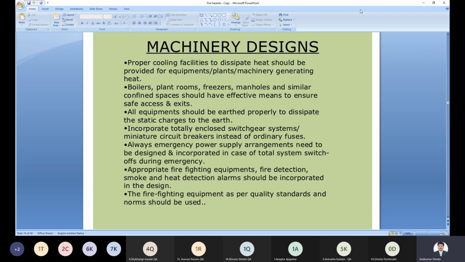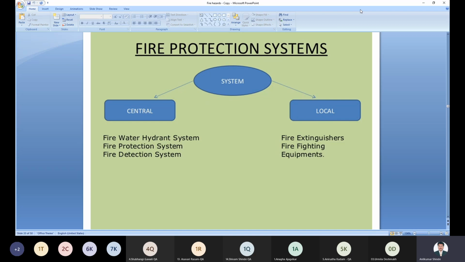The firefighting equipment should be as per quality standards and norms, and can be used in every department as well as centrally. There are two fire protection systems, centralized and local. A centralized system is a totally central system from which we can provide protection to each department: fire water hydrant systems, fire protection systems and fire detection systems. In local systems, we can use fire extinguishers and firefighting equipment to avoid the problem.